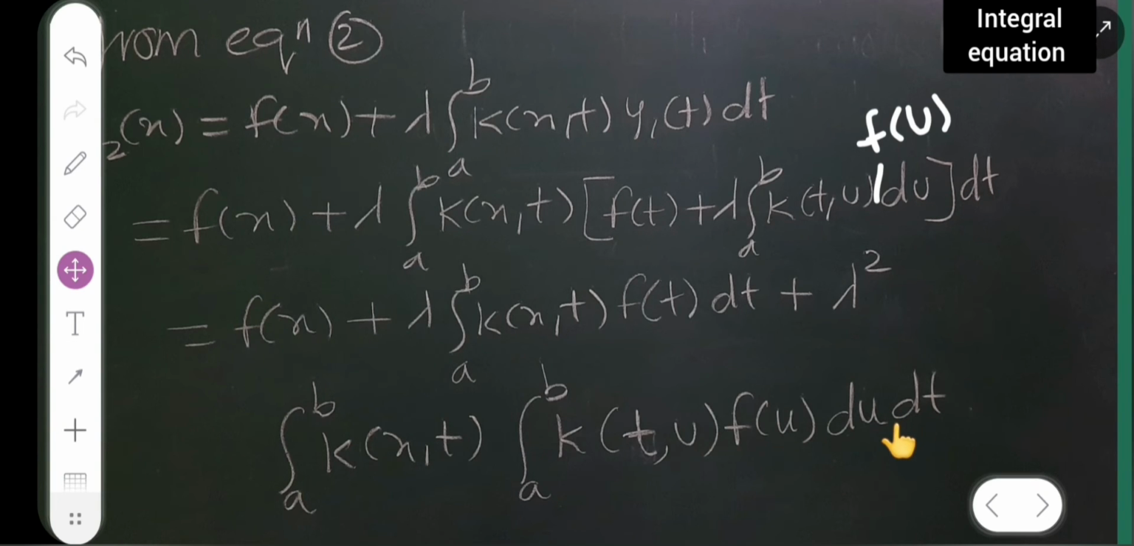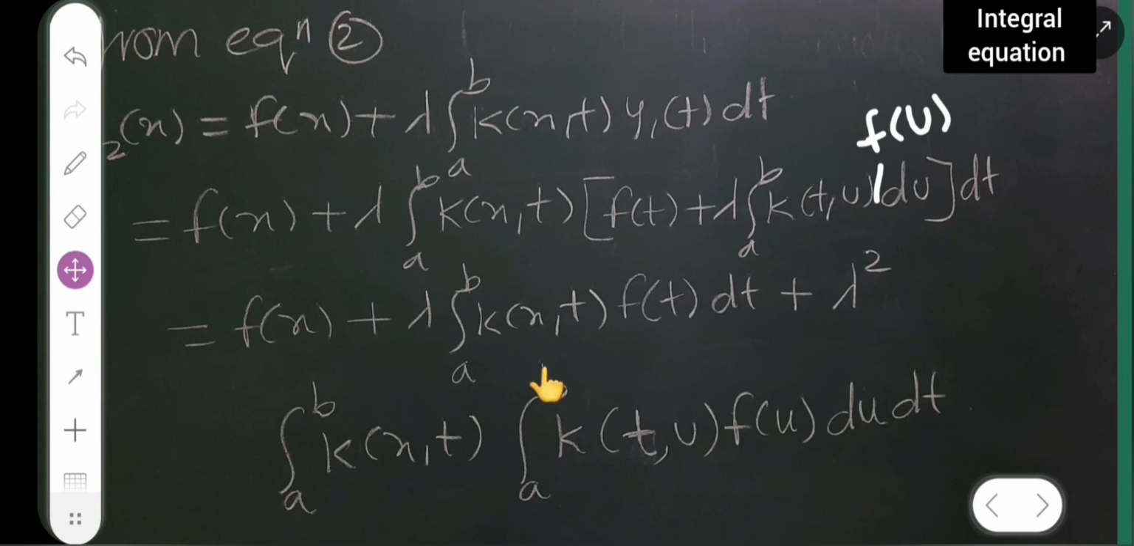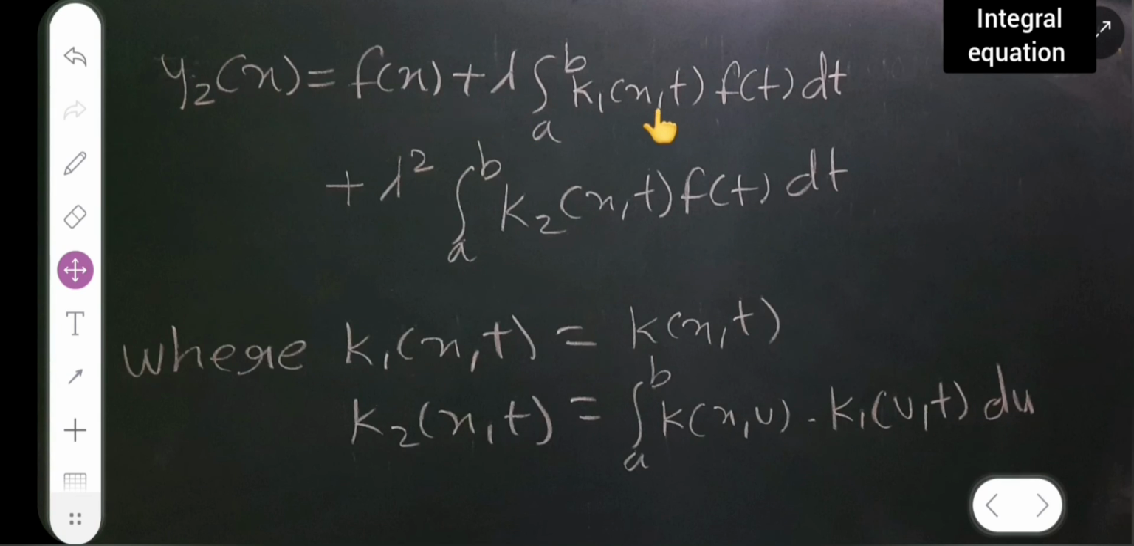Now by changing the order of integration, what I will get is y2 of x equal to f of x plus lambda integral from a to b k1 of x comma t f of t dt, plus f of x from here, f of x plus lambda integral from a to b, I have done here k1 of x comma t f of t dt. Where k1 of x comma t is equal to k of x comma t. So wherever there was k of x comma t, I have replaced it by this, then f of t dt.